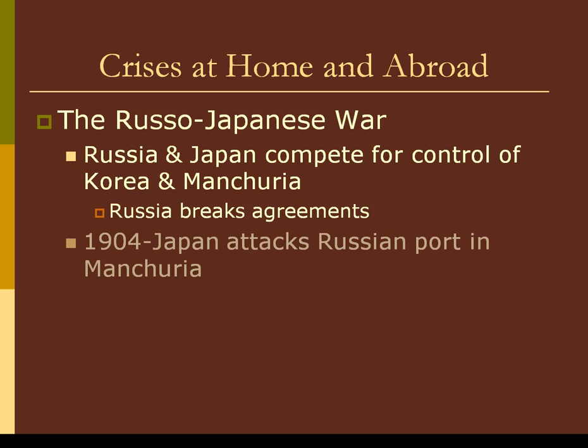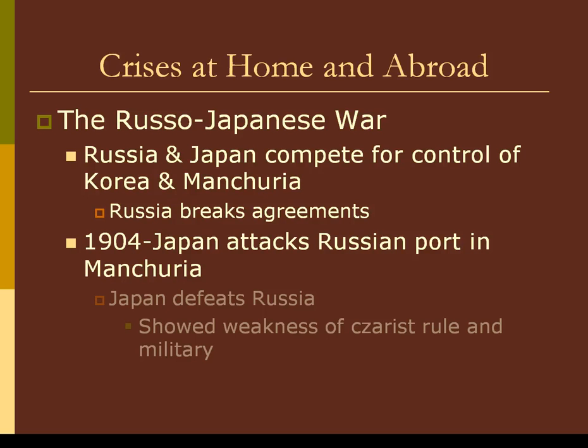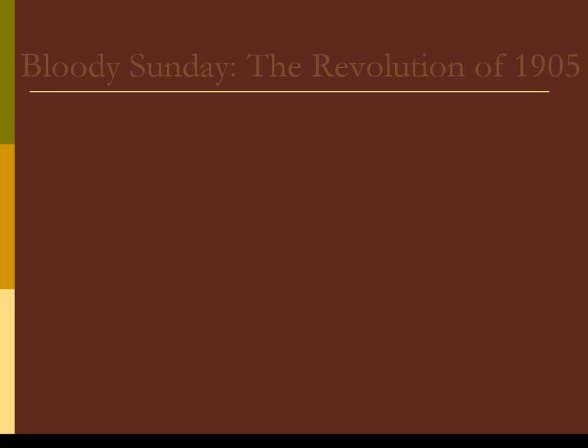This leads to Japan attacking a Russian port in 1904. And Japan easily defeats Russia. This is another one, like the Crimean War, a blow to the Russians because it shows how weak they are, both militarily and the Tsar himself.